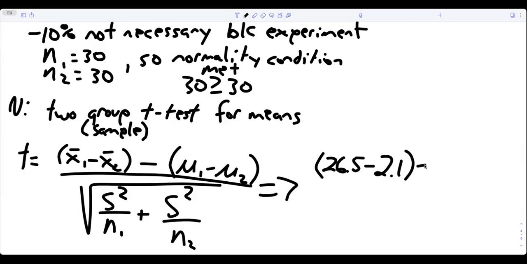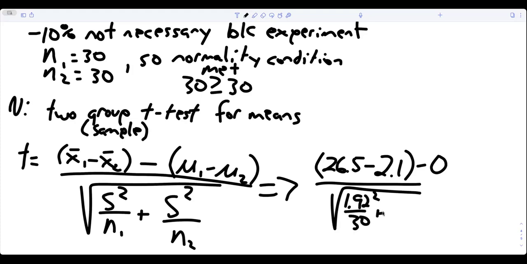It's 0. Why is it? Give me a little bit of credit, right? Why is it 0? Look at your hypothesis. What's your null hypothesis? Mu1 minus mu2 is 0. Okay. So then we're going to fill in our standard deviation. We got 1.92 squared over 30 plus 2.79 squared over 30. And now we're going to go to our trusty old calculator.